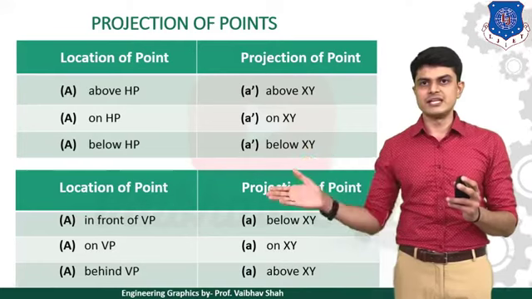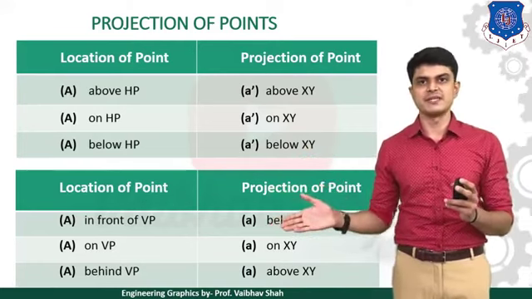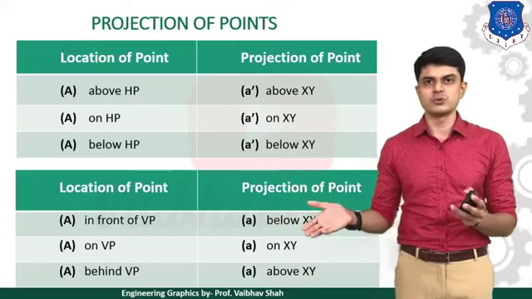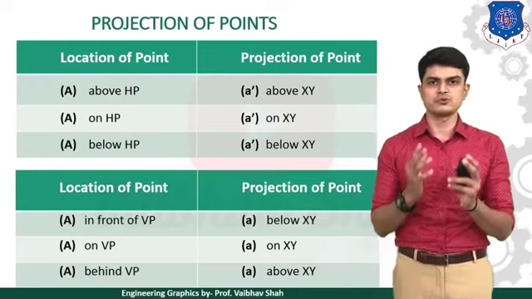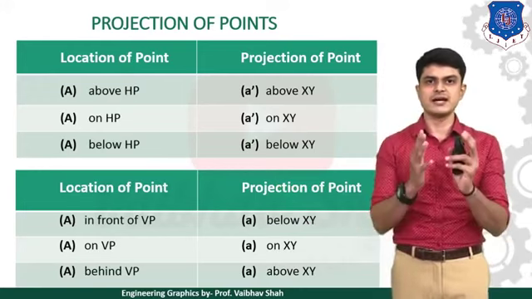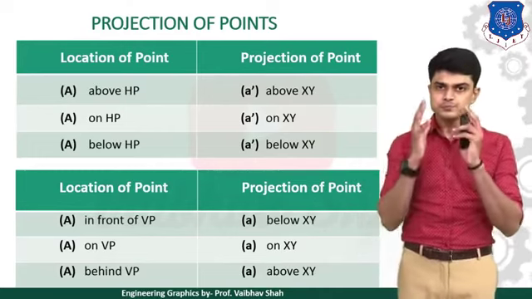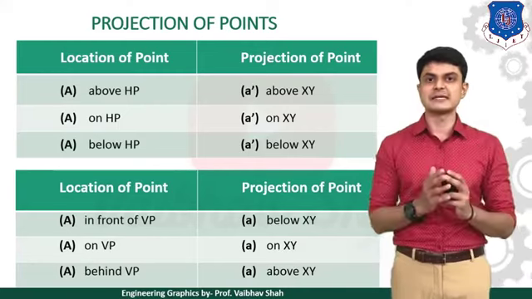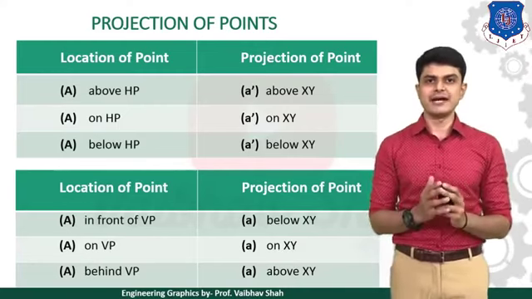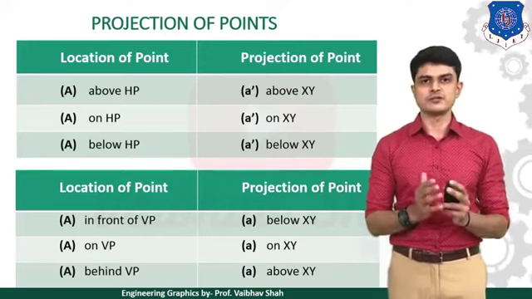First, if it is in front of VP, then your answer would be below, and second, if it is behind VP, then your answer would be above. And here, as you can see, on VP is also on the XY line, so you need not remember. What you need to remember is this first one and this second one. These are the two things that you need to remember. After remembering this table, you can solve any of the examples in no time. So now, keeping this table in mind, let us begin our very first example based on projection of points.